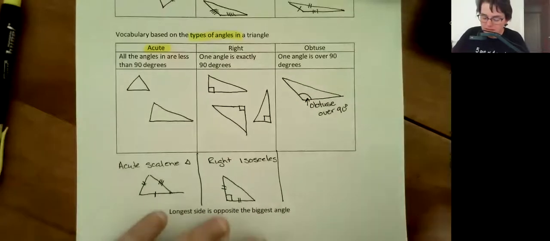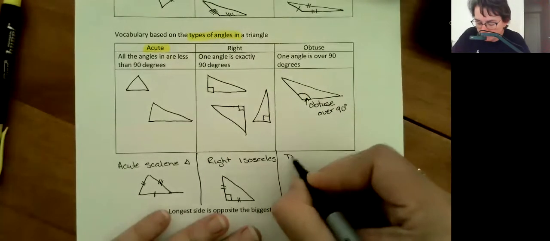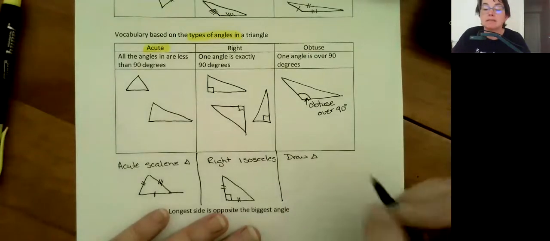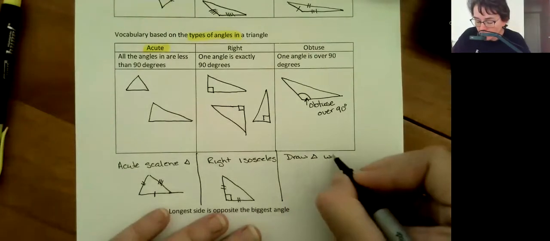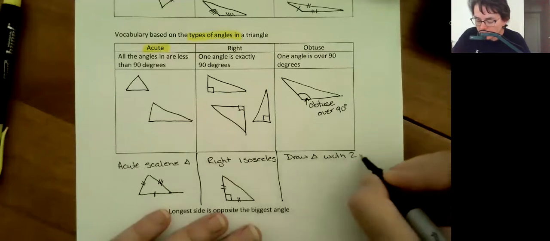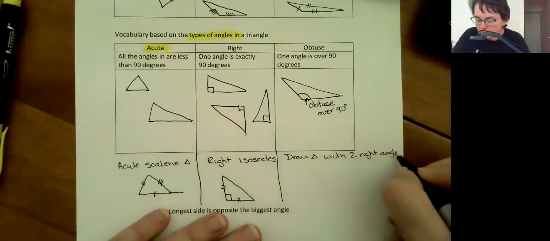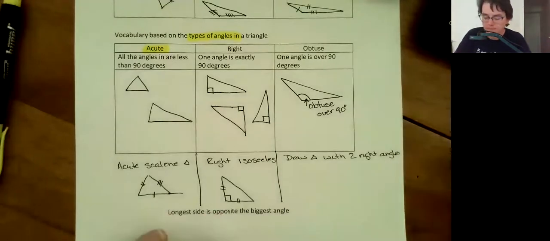I'm going to challenge you to draw right now. Draw a triangle. By the way, that's just me being lazy. Triangle with 2 right angles. Okay, give that a shot.